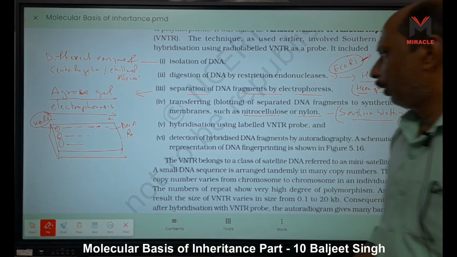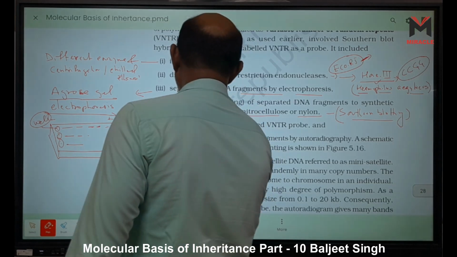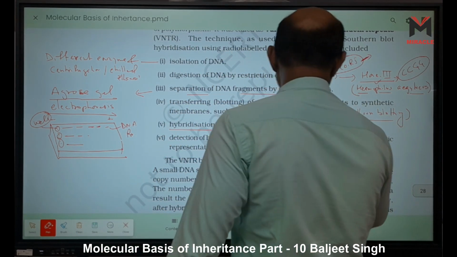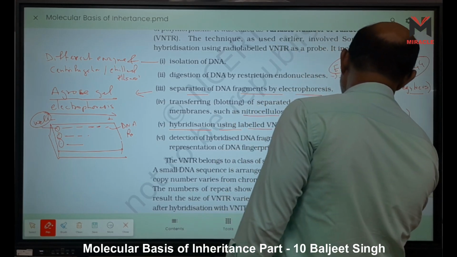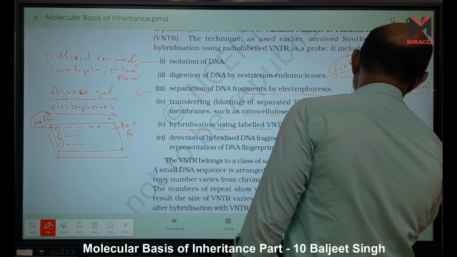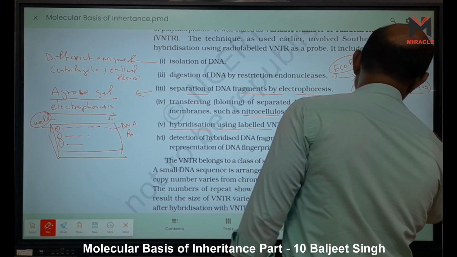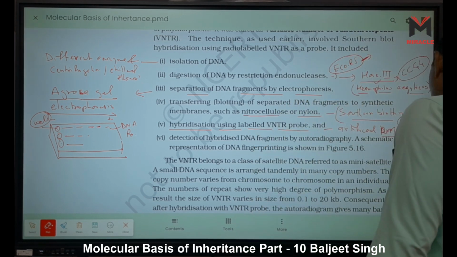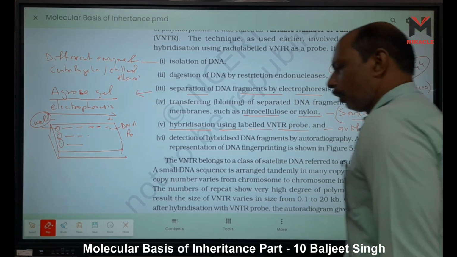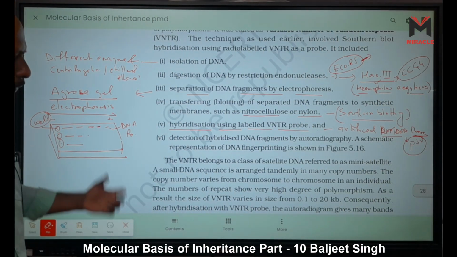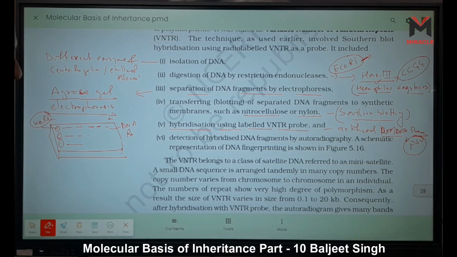Then we have to do hybridization using the labeled VNTR. So these are artificial DNA or RNA probes, right? Because they are radioactive. Radioactive means they use P32 phosphorus. DNA is negative due to phosphoric acid.